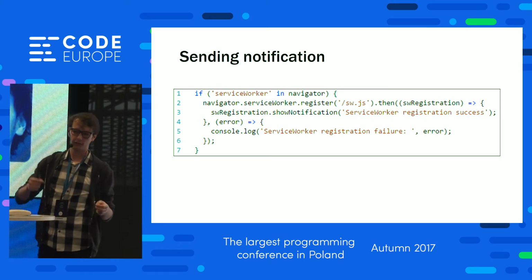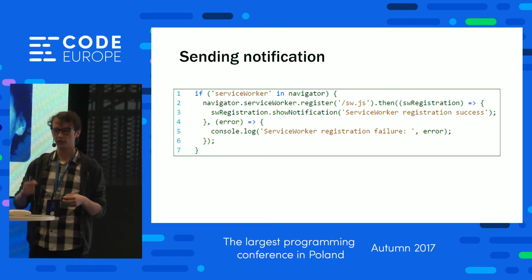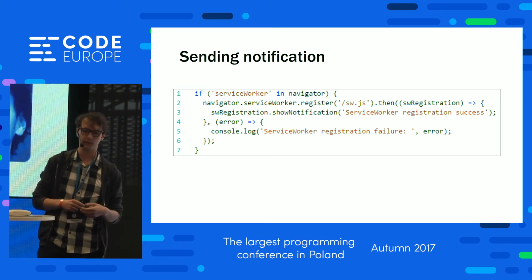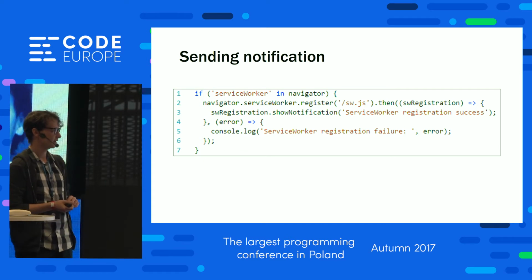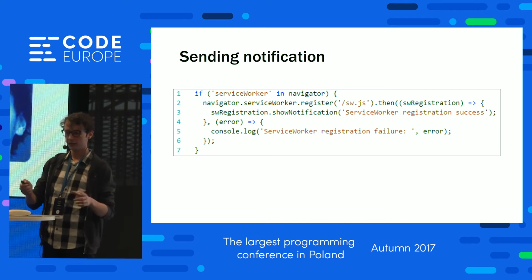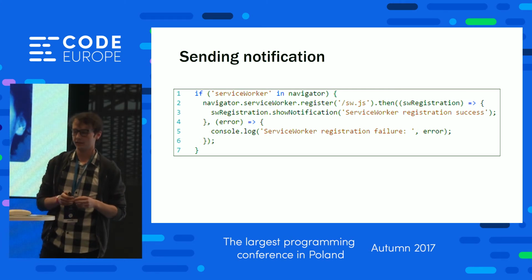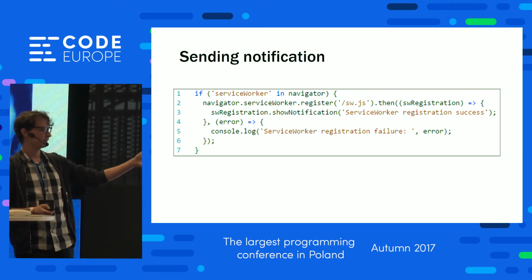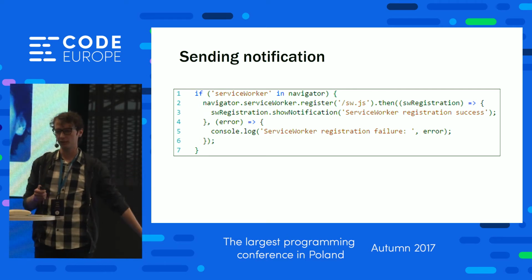As you can see, to send a notification, we will need the service worker registration object, which is a result of the service worker registration promise, and it has a simple method, showNotification. The notification itself can be very sophisticated. It's very simple in this case. It takes only one required parameter, which is the title.